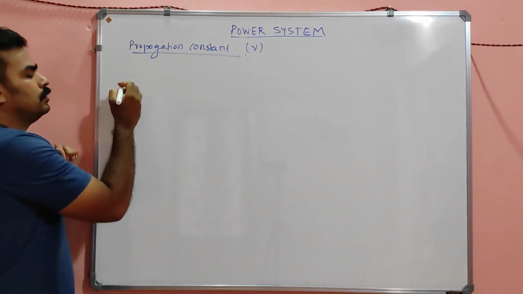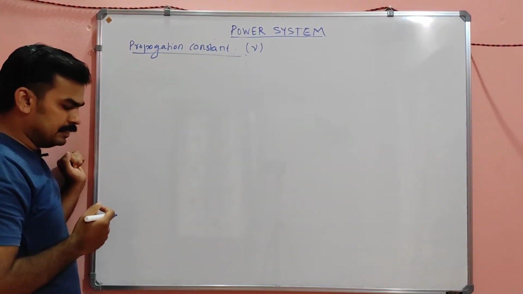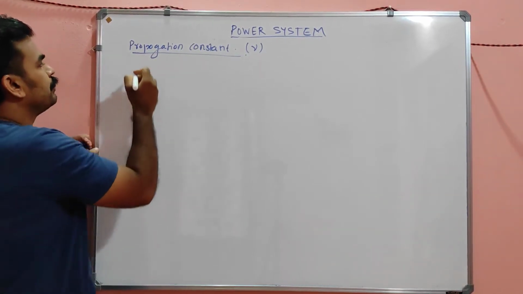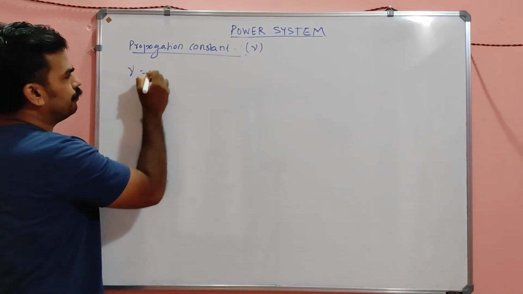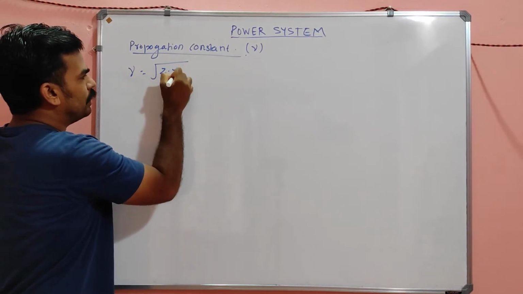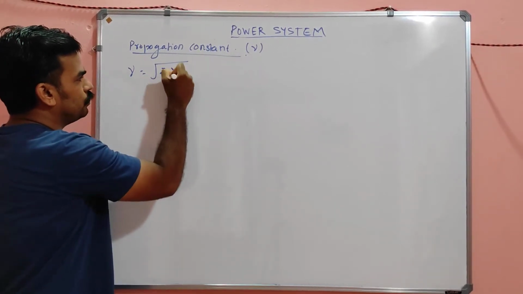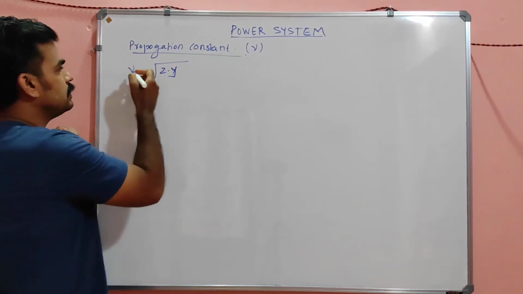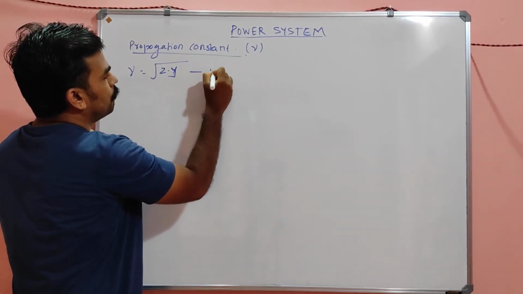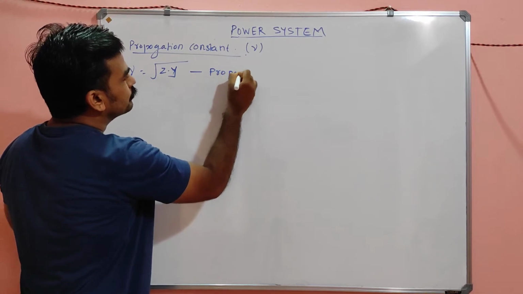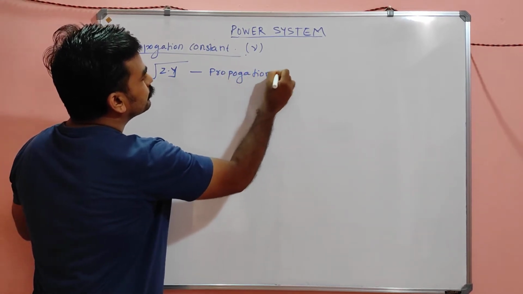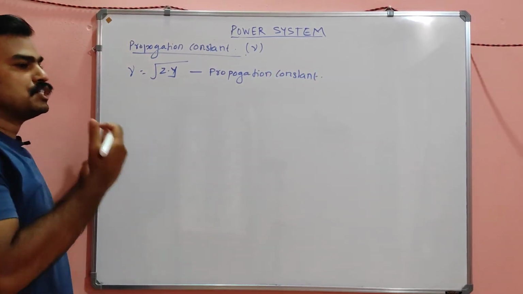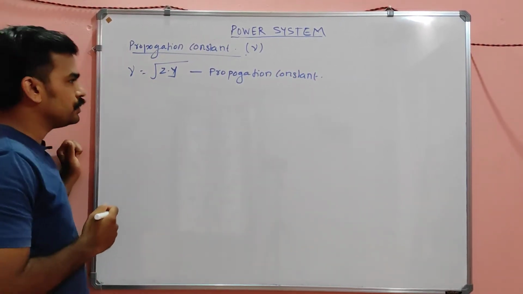Yesterday we discussed the characteristic impedance equation, that is root of Z by Y. But what if it is root of Z into Y? That is called gamma. This gamma is called the propagation constant.